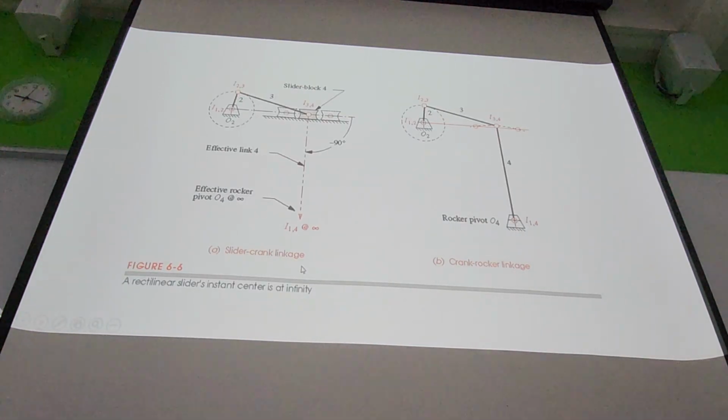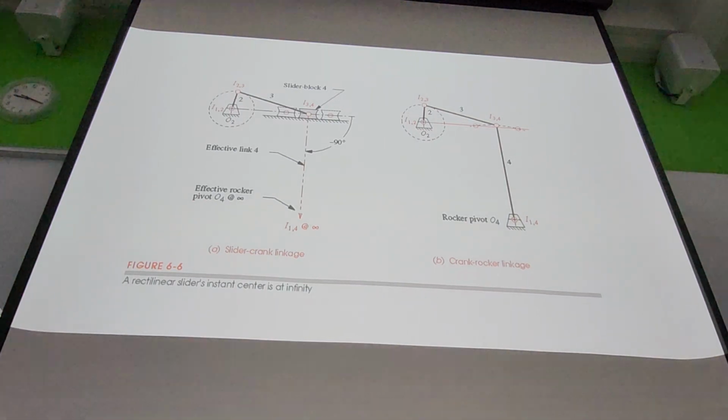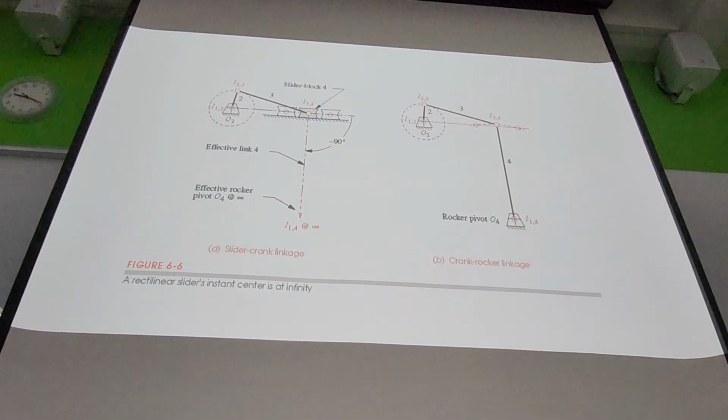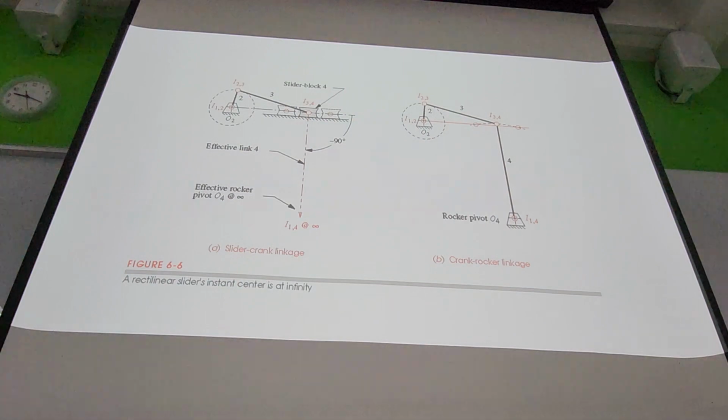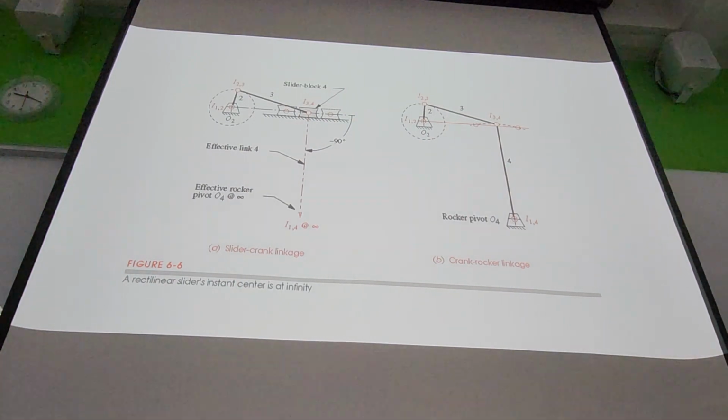Can you see the figure here? So this is a 4-bar linkage mechanism, right? You can see instantaneous center 1, 2 here, 2, 3 here. So this is link 2, this is link 3. So 3, 4 is here. 3, 4 is the connecting rod with the piston, which is link 4, the slider. Now 1, 4 will be perpendicular to the horizontal here.